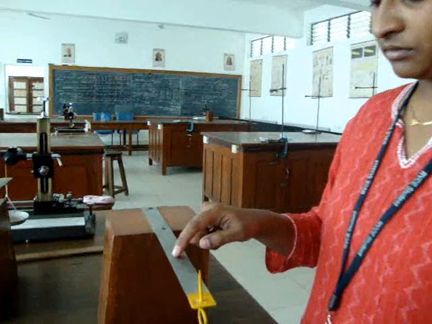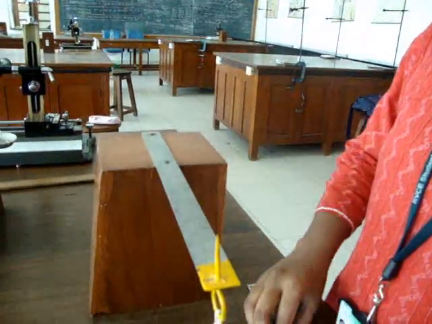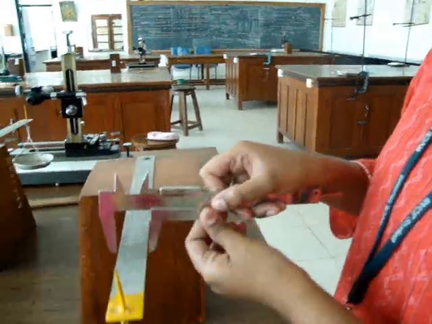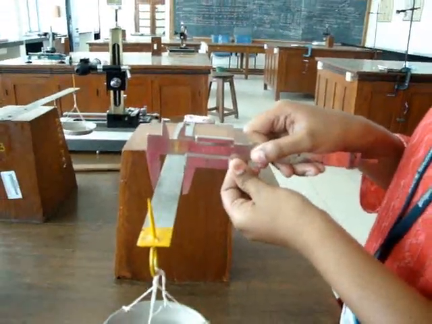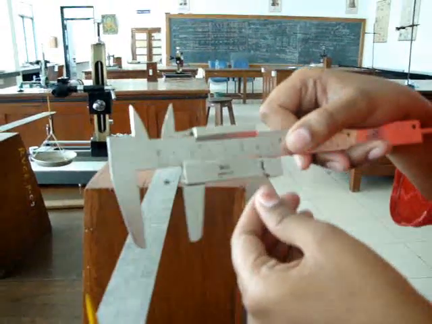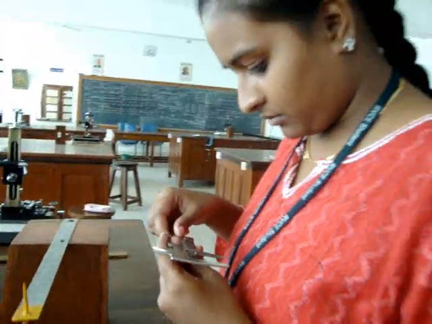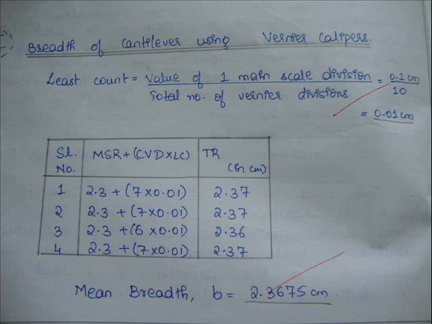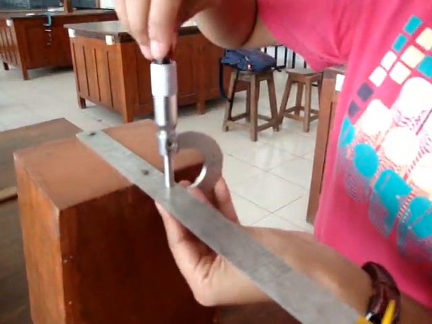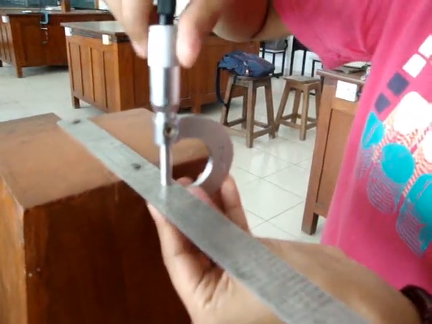The breadth of the cantilever, say B, is determined using vernier calipers at 4 different places on the metal strip and the mean breadth is calculated. The thickness of the cantilever, say D, is measured using a screw gauge and it is determined at 4 different places.